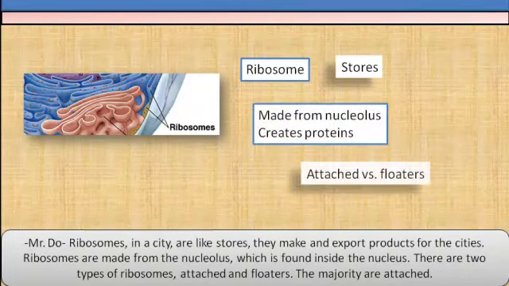Ribosomes are made from the nucleolus, which is found inside the nucleus. There are two types of ribosomes, attached and free floaters. The majority are attached to the ER.